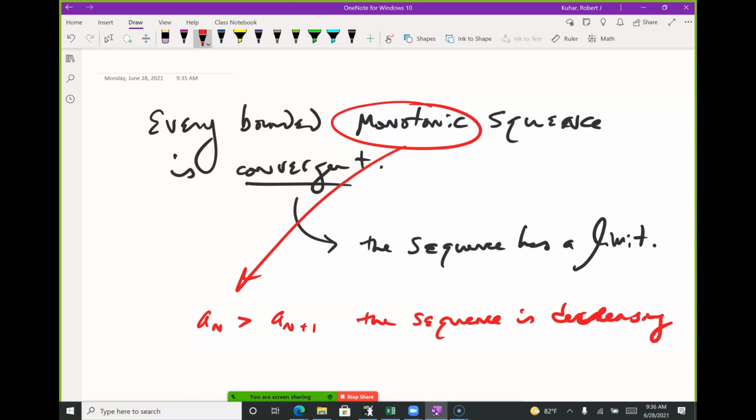Obviously, if they're equal, like if the sequence is 3, 3, 3, 3, 3, 3, I don't care about this, right? So less than or equal is not that interesting, greater than or equal, not that interesting. If they're equal, I can just find the limit right away, right? So if a sub n is less than a sub n plus 1, now my terms are getting bigger. The sequence is increasing.